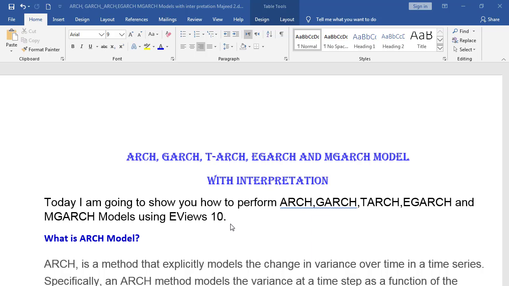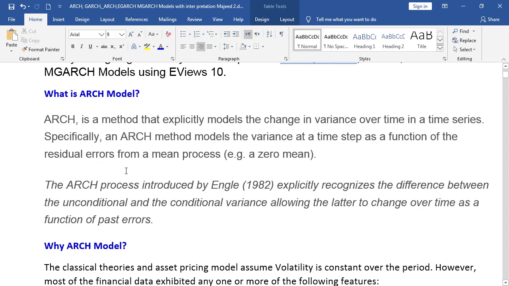What is the ARCH model? ARCH is a method that explicitly models the change in variance over time in a time series. Specifically, the ARCH method models the variance at a time step as a function of the residual errors from the mean process, where the mean is equal to 0.